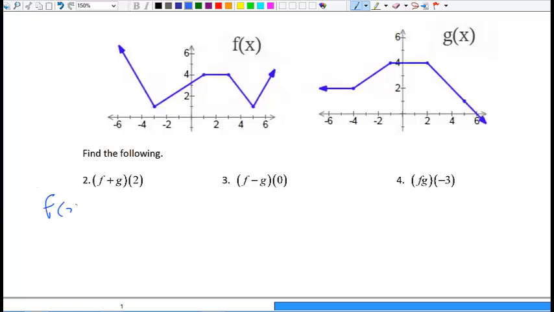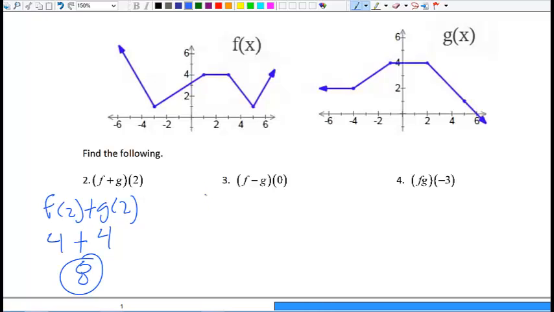Number 2 here we have f plus g. So I really want f of 2 plus g of 2. I'm going to go up to my picture and look. When x is 2, what's y? Y looks like it's about 4. And then I'm going to go over to g. When x is 2 in g, what's y? Y happens to be 4 also, so coincidentally they're both 4. Then I'm just going to add them up. 4 plus 4 gives us 8.